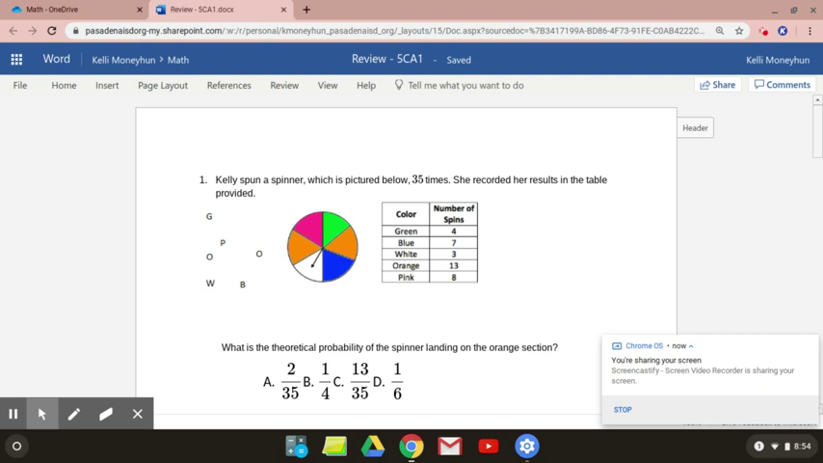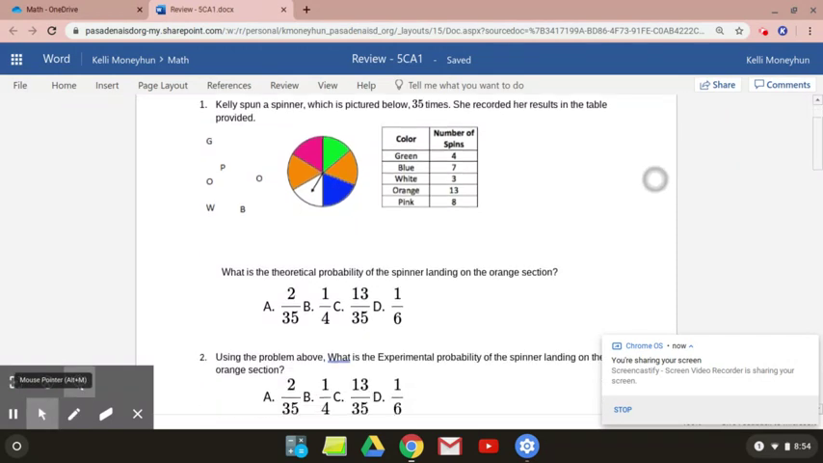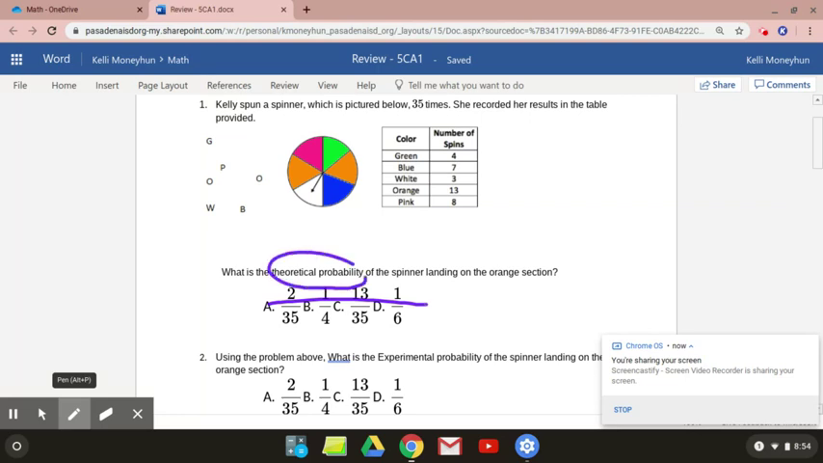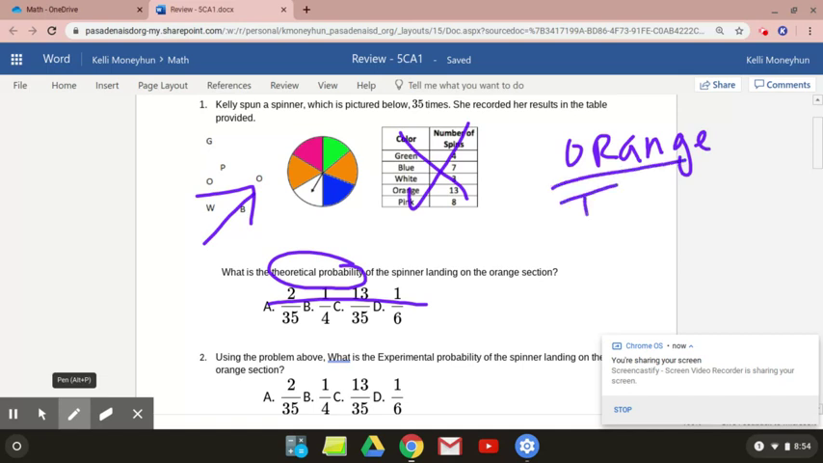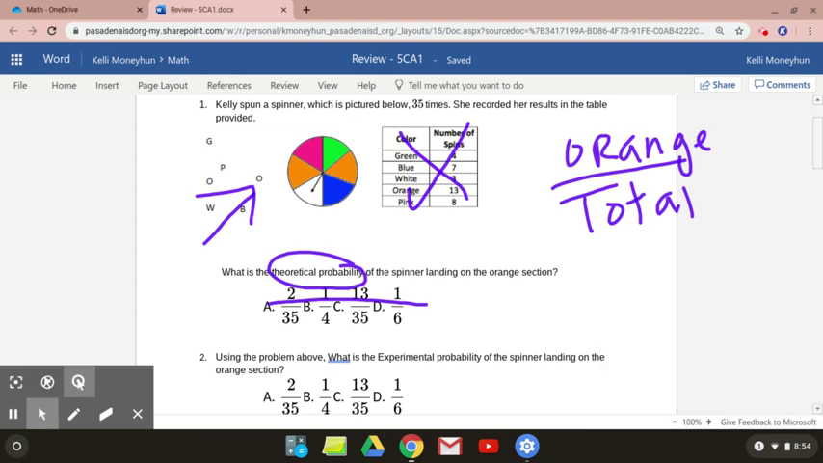All right, let's try again. So, number one, please cross out the answer choices and then read the problem to yourself. Okay, I need you to circle where it says theoretical probability because that means you are using the spinner and not the data. It's looking for orange, so you're going to put the number of orange sections on top of the total and then simplify if you can. Go ahead and pause, do that, raise your hand if you have any questions.